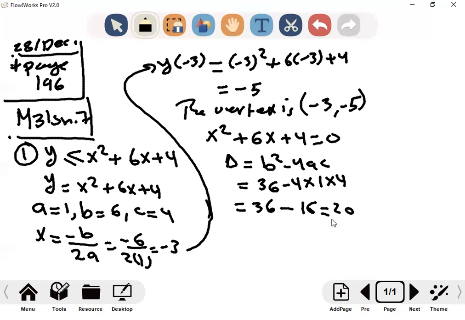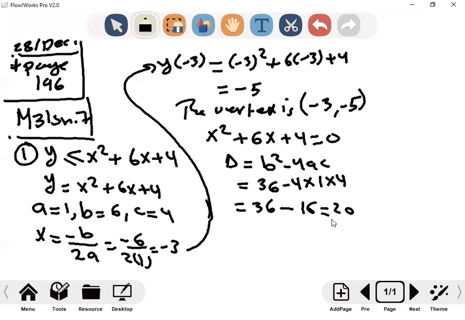So b power 2, 6 power 2, minus 4ac, 4 by 1 by c 4. So we have it's positive. Delta won't lie. So let's find them. But we cannot find them by factoring. We can use two ideas, either completing the square or quadratic formula. It's your choice, what you want.